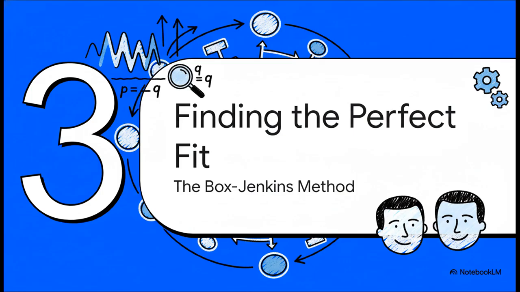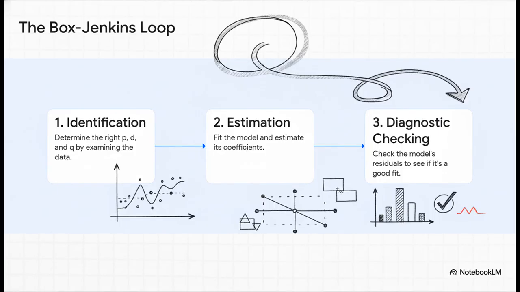Okay, so we know we need our data to be stationary, and we know we need to pick those magical P and Q values. But how? It's not just a random guess. There's actually a systematic process for this, and it's called the Box-Jenkins method. This method is really just a three-step loop you keep repeating.